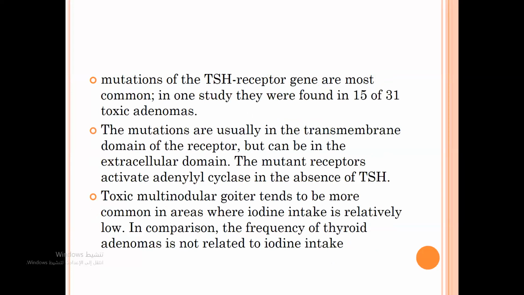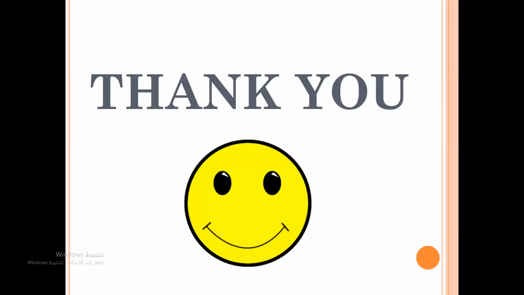Mutations of the TSH receptor gene are most common. In one study, they were found in 15 of 31 toxic adenomas. Mutations are also usually seen in the transmembrane domain of the receptor, but can be in the extracellular domain. Toxic multinodular goiter tends to be more common in areas where iodine intake is relatively low.